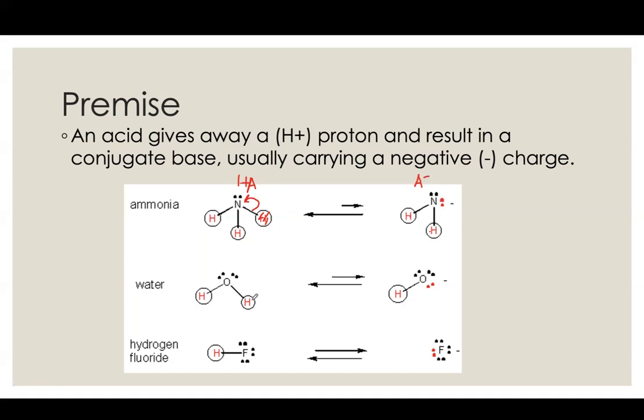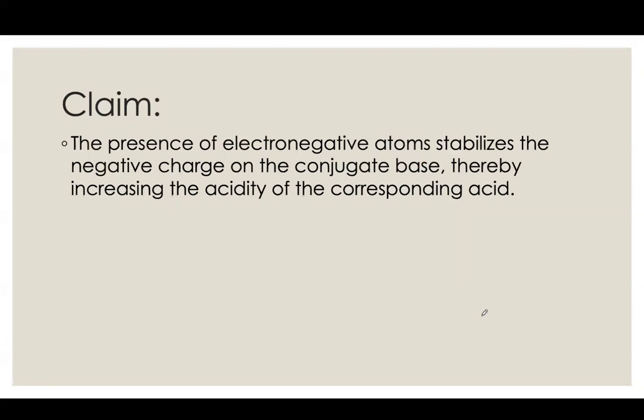Same thing with water. Hydrogen goes away, this single bond, the two electrons, go onto the oxygen, becoming the conjugate base OH minus. In the case of HF, it gives away hydrogen, the single bond becomes the two electrons on fluorine, and the conjugate base will carry a negative charge. I'm going to claim that the presence of an electronegative atom stabilizes the negative charge on the conjugate base, thereby increasing the acidity of the corresponding acid.